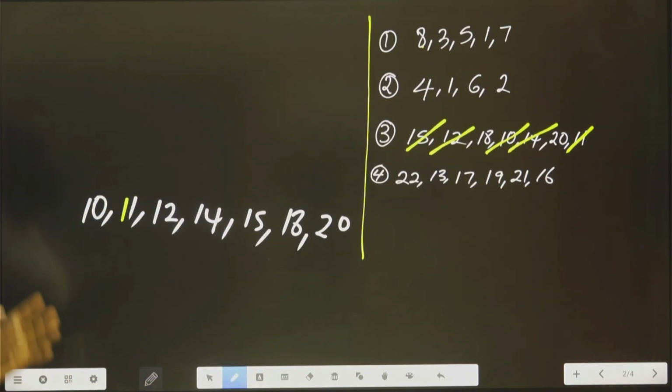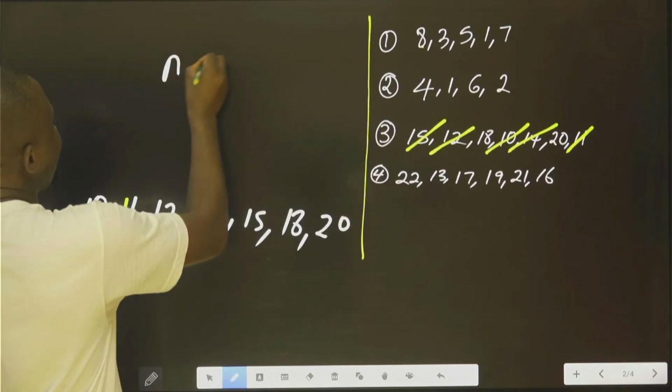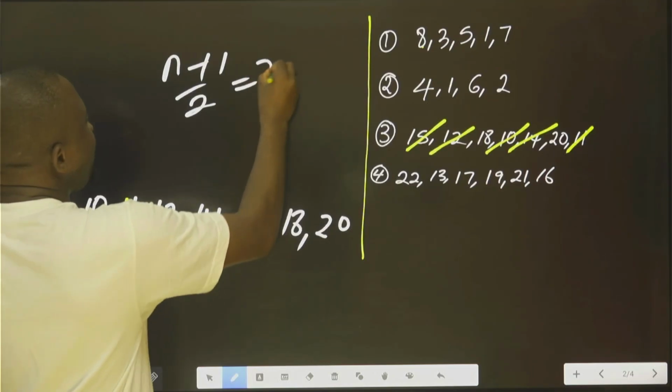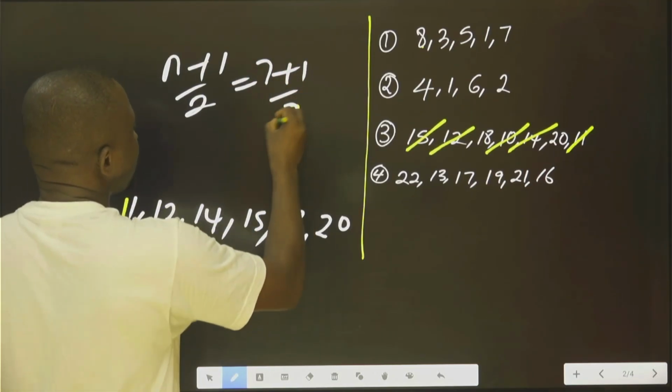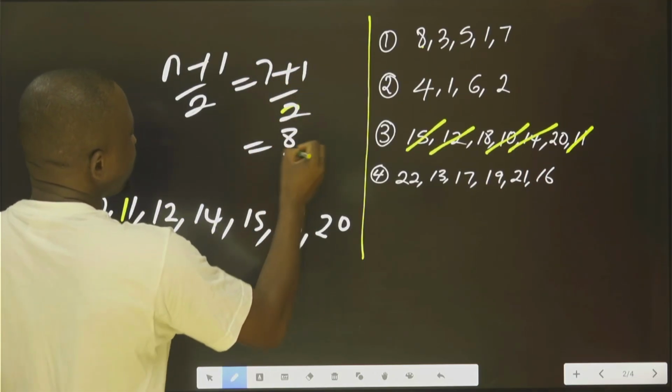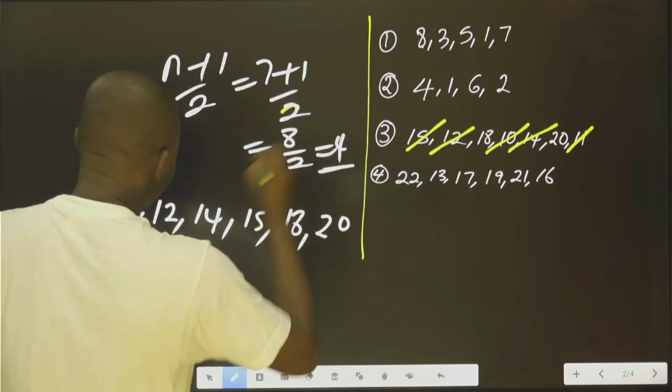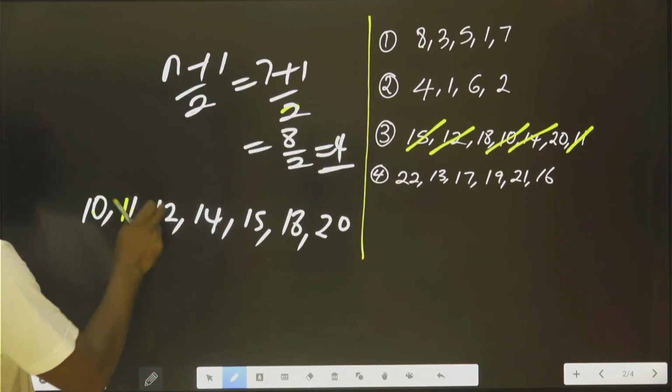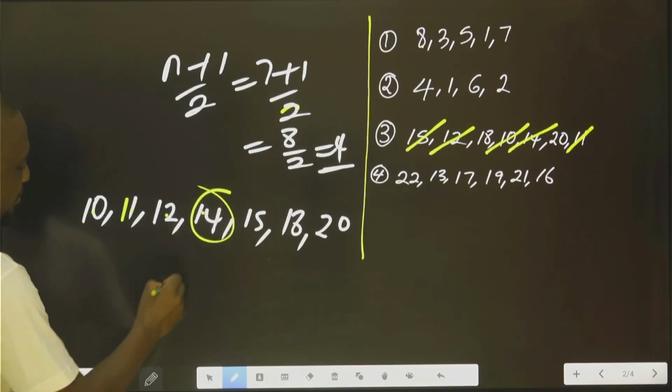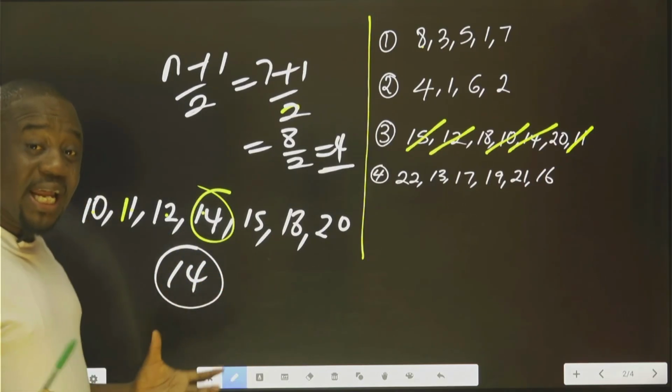We go straight and pick the center. That is n plus 1 over 2, which is 7 plus 1 over 2 equals 8 over 2. That is the fourth number. 1, 2, 3, 4. This is the median. 14. What are we doing now?